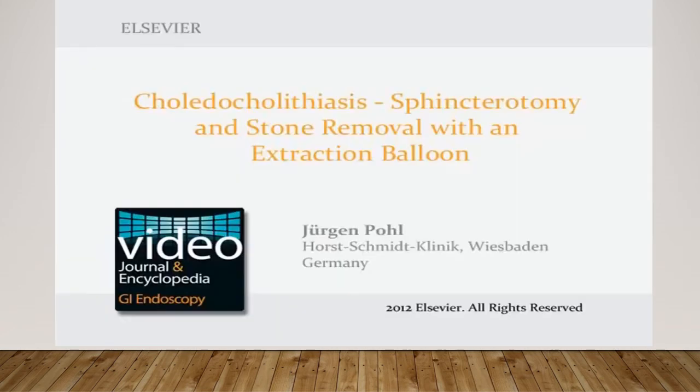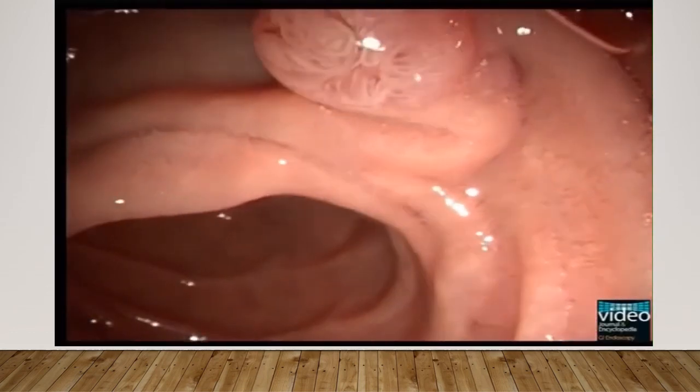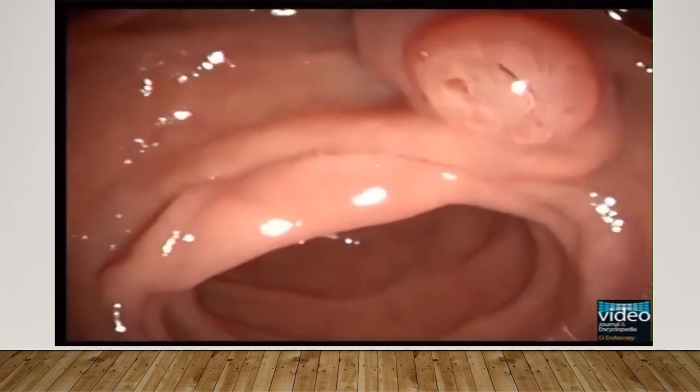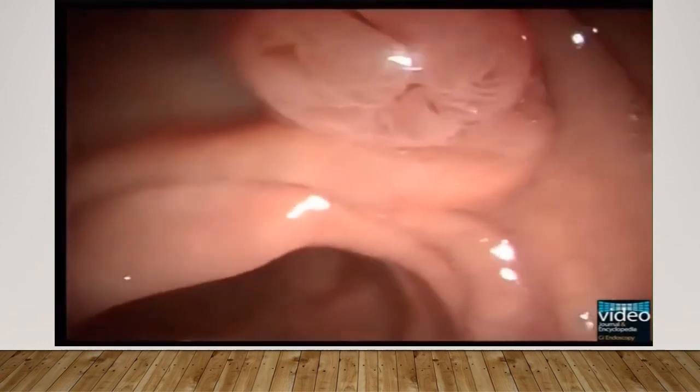The following is a short video by Jürgen Paul of Horst Schmidt Clinic in Germany. It is on choledocholithiasis, sphincterotomy, and stone removal with an extraction balloon. This is an ERCP in a 72-year-old man with symptomatic choledocholithiasis.